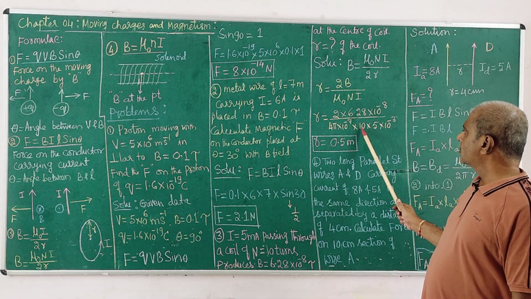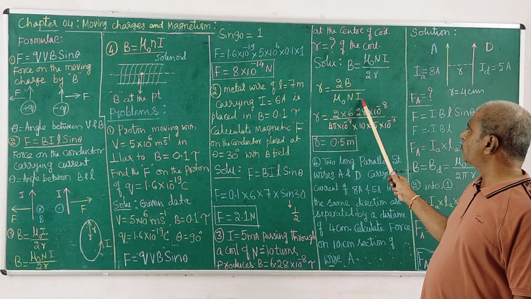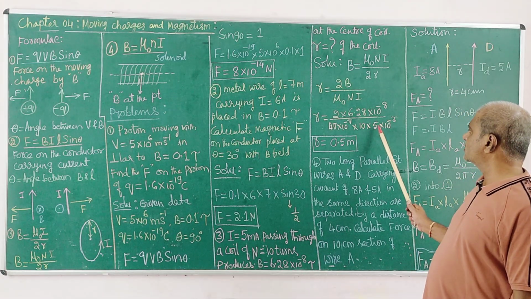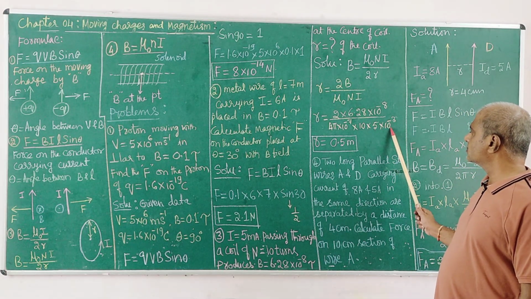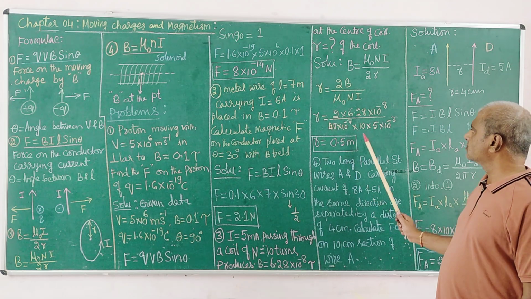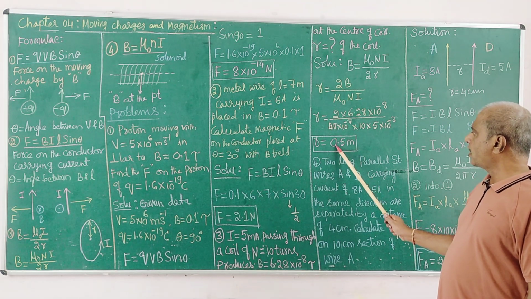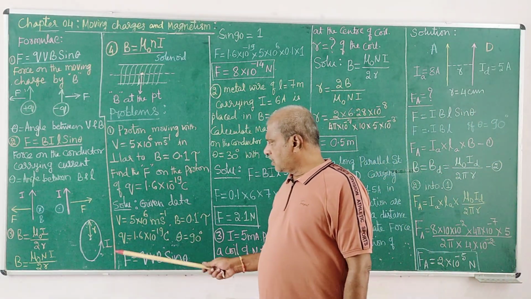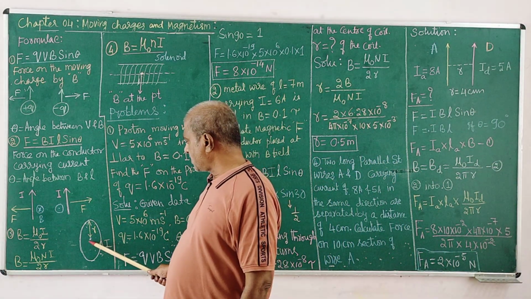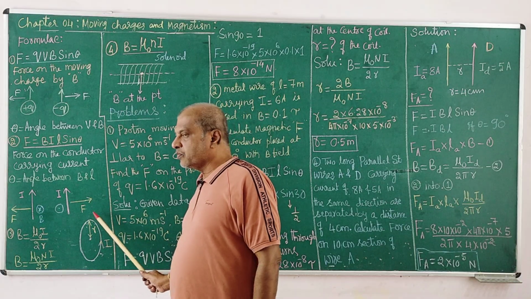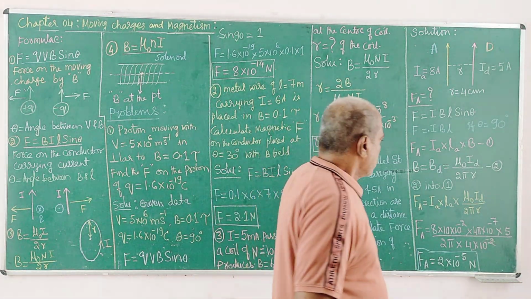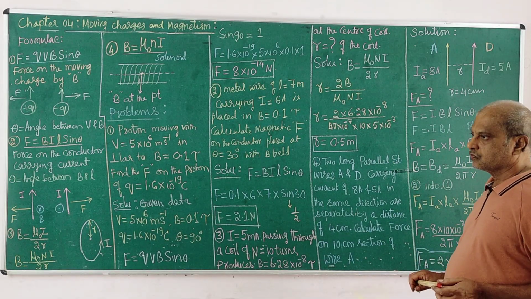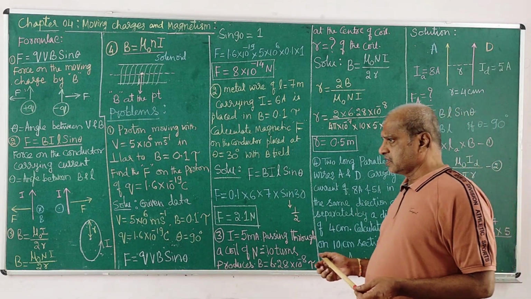N stands for 10, the number of turns, and the current is 5 milliamperes. You have to write it in SI: milli means 10 to the power of minus 3. Simplify this, and we get the value in SI, 0.5 meter. What would be the radius of the coil? For this data, the radius of the coil is 0.5 meter. So this is the problem and the solution of this. And the next problem is the last one here.